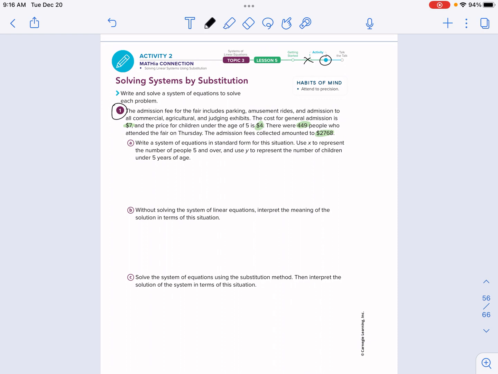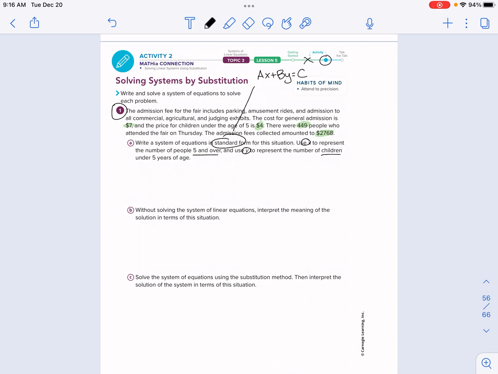Okay, so there's certain equations that we can write. So first of all, for A, it says write a system of equations in standard form. Standard form, right? If you're not sure, it looks like this. It's ax plus by equal to c, where a, b, and c are typically just numbers, like whole numbers in this case. So it says use x to represent the number of people 5 and over, and y to represent the number of children under the age of 5.